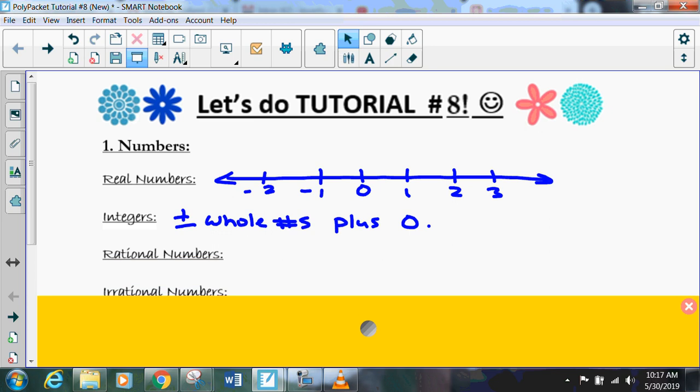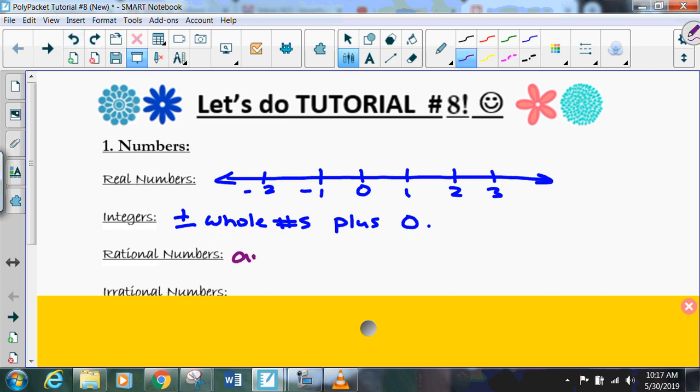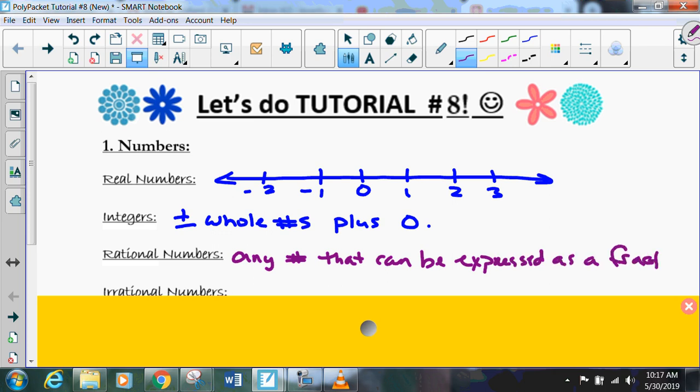Let's see, rational numbers. Rational numbers are any number that can be expressed as a fraction. That includes obvious ones like 1/2, or how about -3/2. But also, really, all the integers. 2 could be expressed as 2/1, technically. All right, so that's rational numbers.